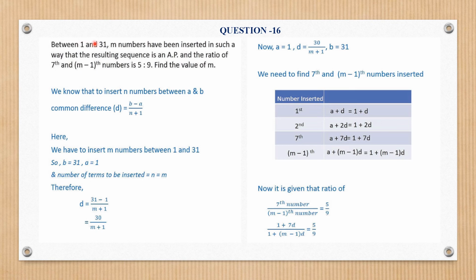So from here, the first number is a plus d, that is 1 plus d, a is 1 here. I will not put d now because that will make a mess here, so I will put d later on. Second is a plus 2d. So the 7th will be a plus 7d, that is 1 plus 7d. And the m minus 1th will be a plus (m minus 1)d. Now the ratio of the 7th number to the m minus 1th number is 5 by 9. So it is (1 plus 7d) upon (1 plus (m minus 1)d) is 5 by 9.